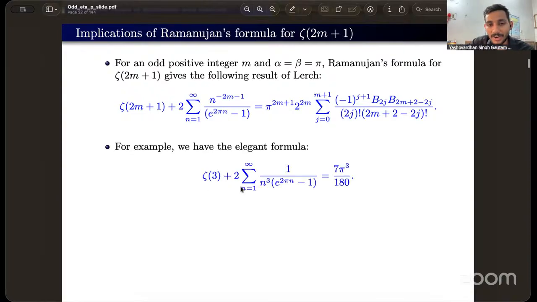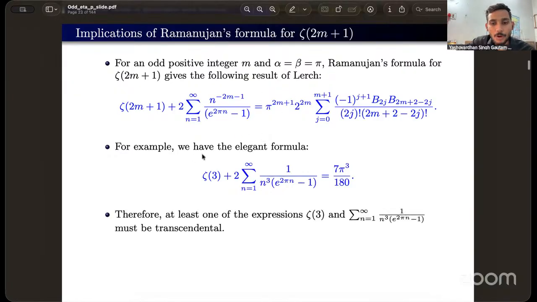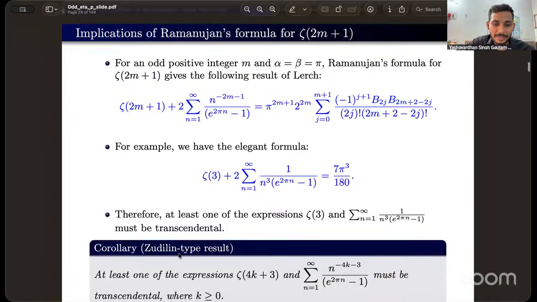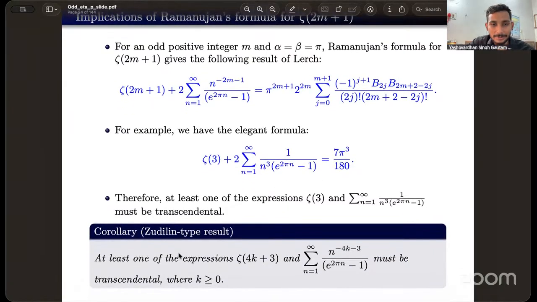If you take, for example, m equal to 1, we have zeta 3 plus 2 times this infinite sum. If you knew about the rationality or irrationality of this infinite sum, we could have more information. So from this relation, we can say at least one of them should be transcendental, and it is known as a Nesterenko-type result.